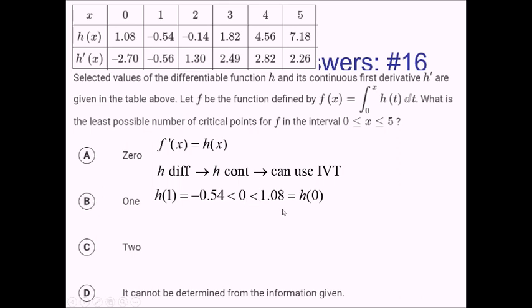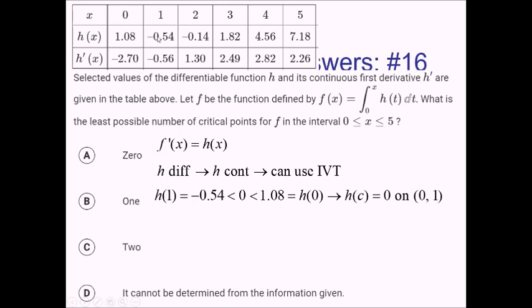So therefore, h of some c value on the interval from 0 to 1 has to have a value of 0. There must be at least one place between 0 and 1 where h is 0. And therefore, f prime has to be 0 there, and therefore f has a critical value somewhere on this interval.